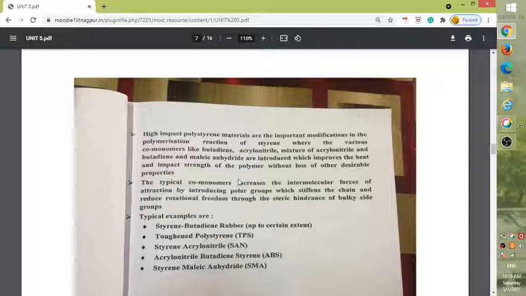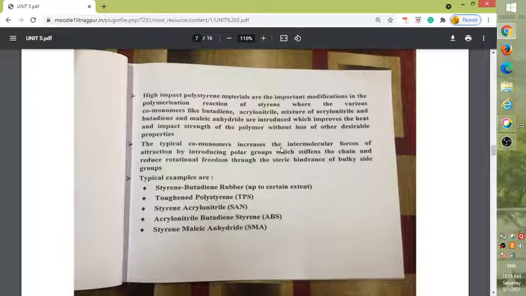High impact polystyrene materials are the important modification in the polymerization reaction of styrene, where the various co-monomers like butadiene, acrylonitrile, mixture of acrylonitrile and butadiene, and maleic anhydride are introduced, which improves the heat and impact strength of the polymer without the loss of the desirable properties. The typical comonomer increases the intermolecular forces of attraction by introducing polar groups, which stiffens the chain and reduces the rotational freedom through the steric hindrance of bulky side groups.